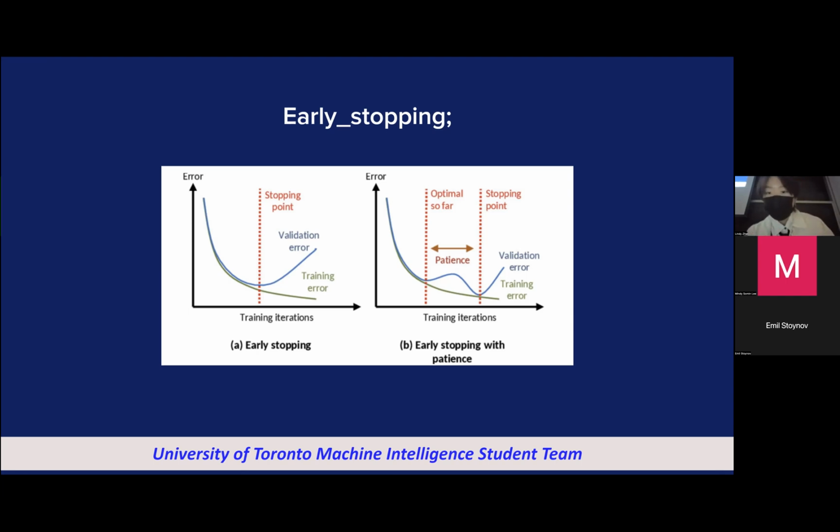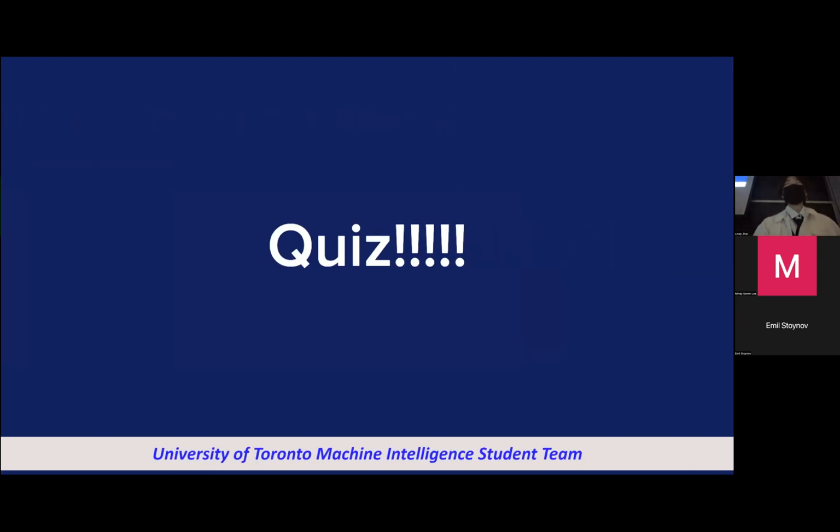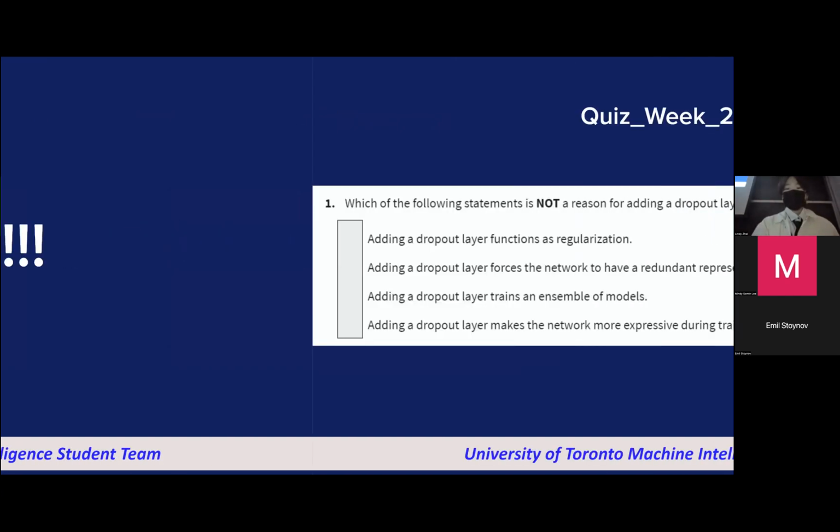I think that will be the last thing that we'll talk about. Early stopping is pretty much self-explanatory. So we'll just go to the next thing, which is this week's quiz. There are only 3 questions. I think it's actually quite easy.